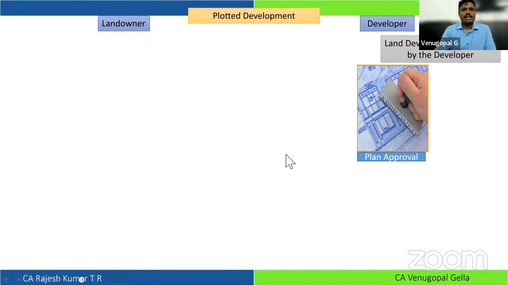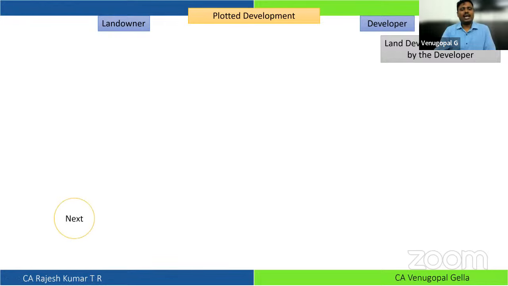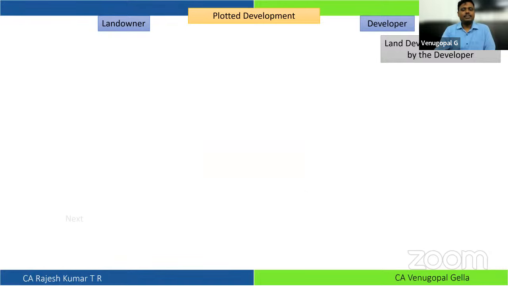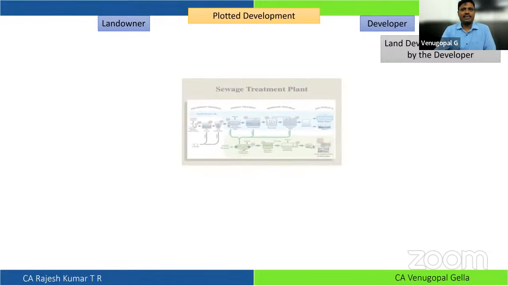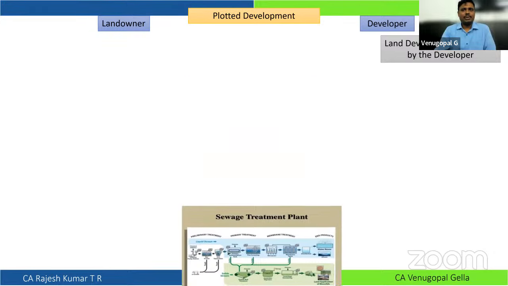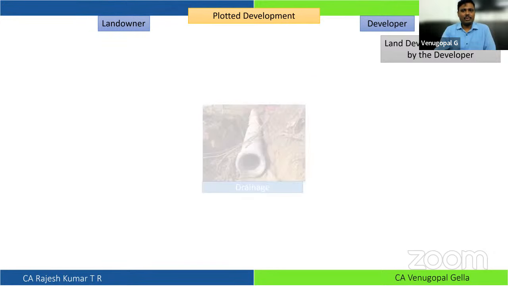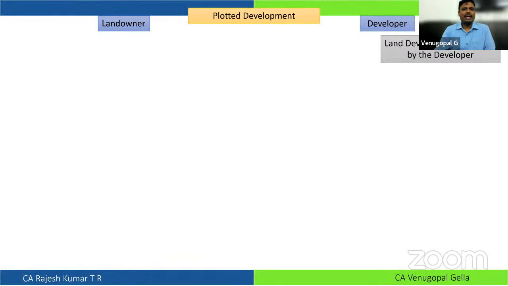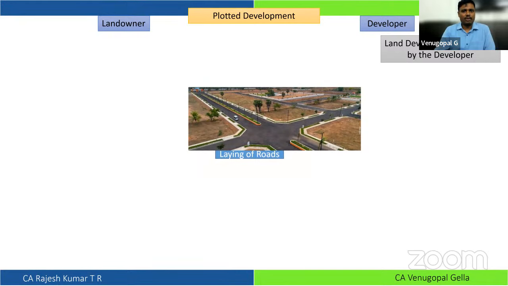Once the sanction is done, he is also going to do the activities relating to leveling of the land, laying of the pipes or infrastructure related activities, building an STP unit, various activities he would be doing, including putting up a road and making it into a proper plot. This is what the landowner is doing in conjunction with the developer, converting a plain land into plots.